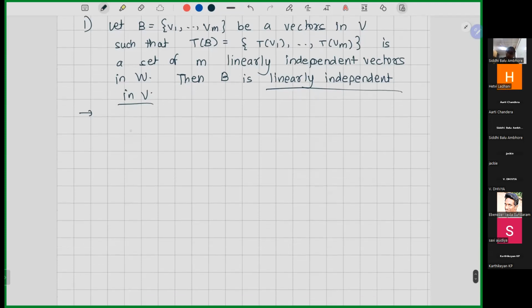Let a1 v1 plus ... plus am vm be 0. We start with the linear combination. If T is one-one, it is true, but here we are not given such a condition. T is just a linear transformation.